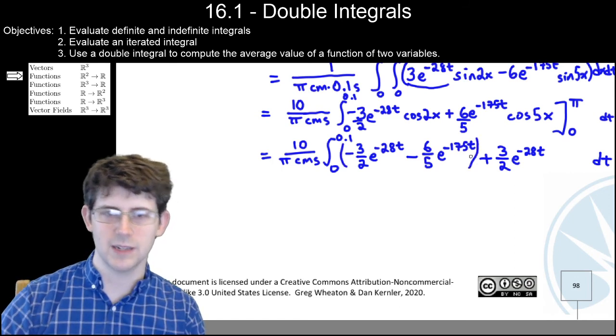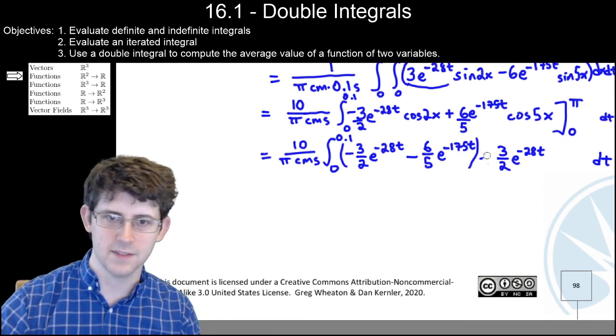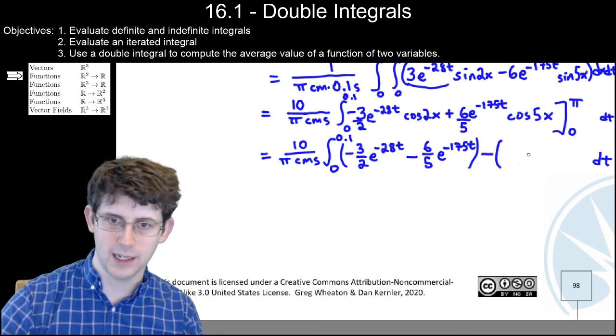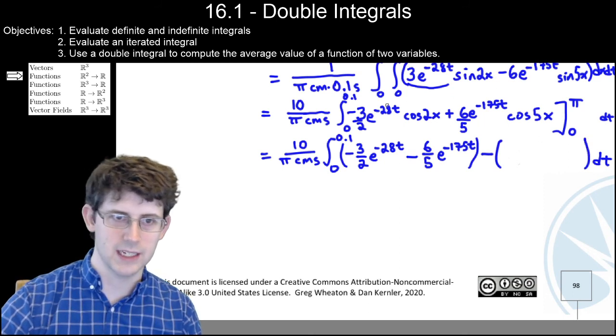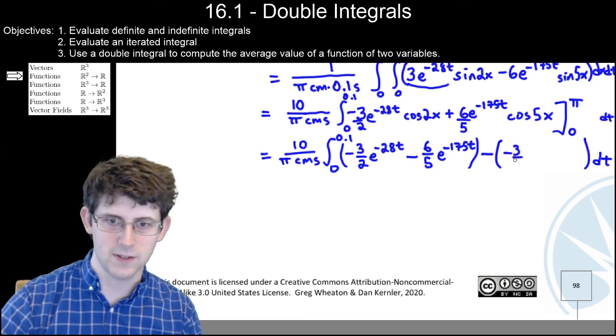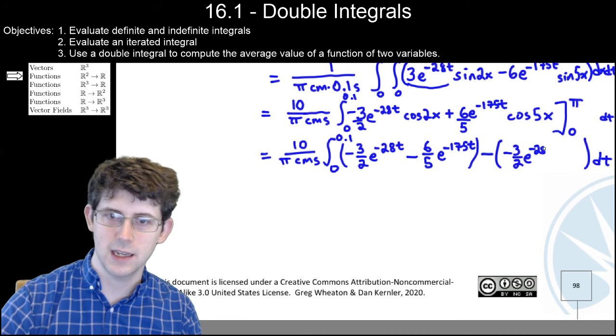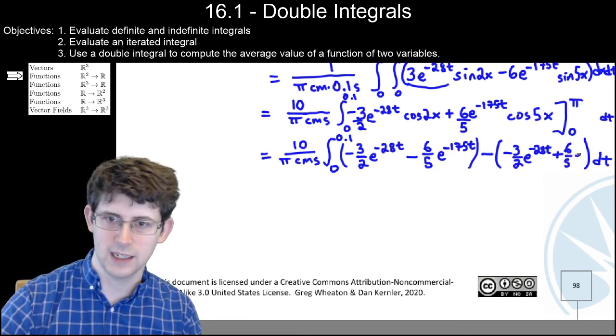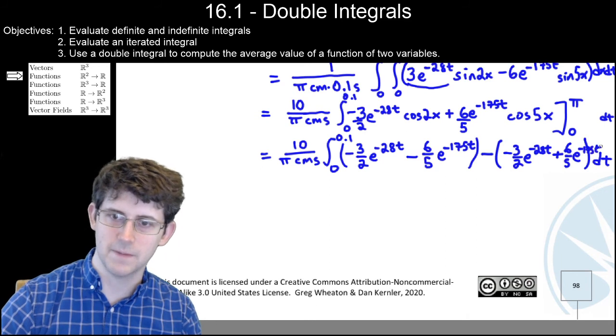So here's when we plugged in pi. I can't tell if there's 2 or 3 minuses. So here's plugging in pi, and then I'll subtract plugging in 0. When I plug in 0, I get minus 3/2 e to the minus 28t. When I plug in 0 here, I have plus 6/5 e to the minus 175t.